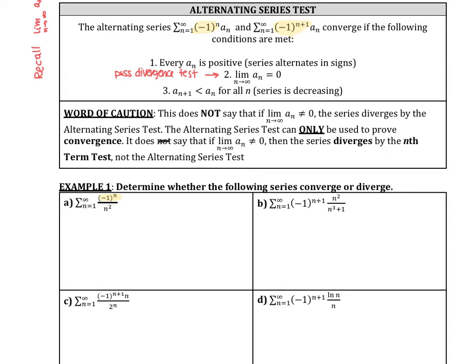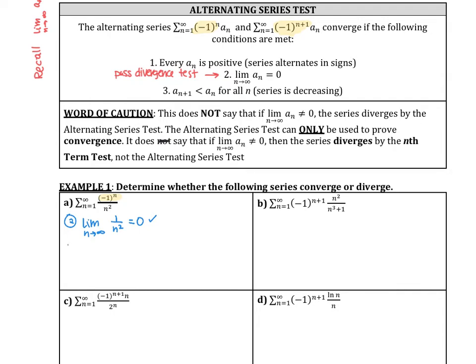It's alternating. The second condition that I'm going to need to meet is that the limit as n approaches infinity of just the part that is not alternating. So we ignore the alternating part. If I take the limit as n approaches infinity of this part, 1 over n squared in mine, I want to show that it equals 0. Well, it in fact does equal 0 in this one.